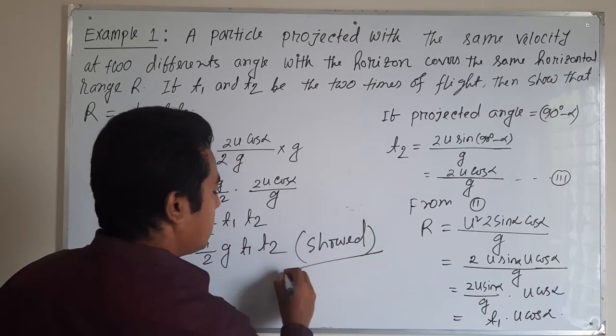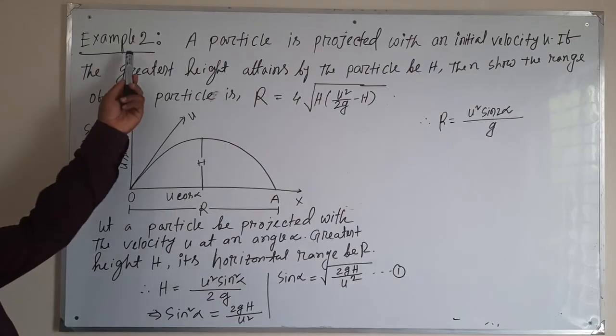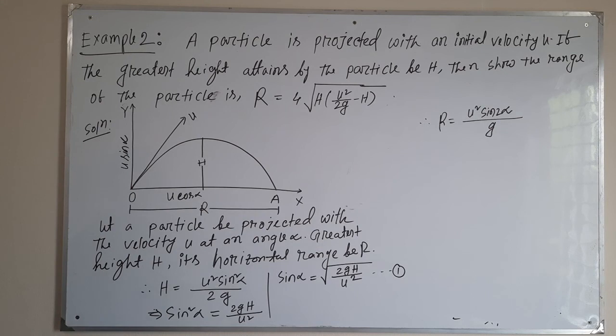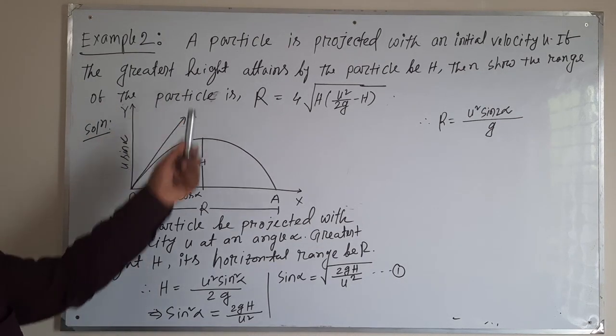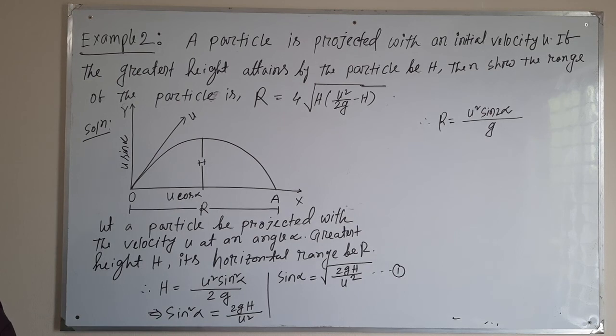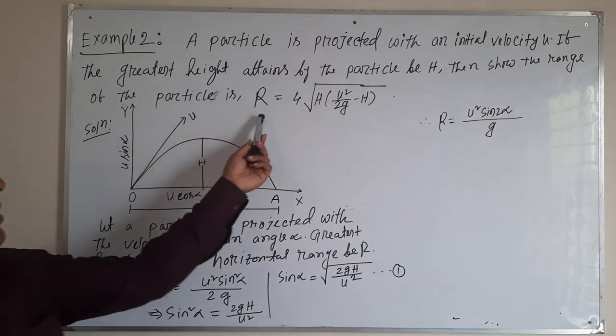Okay, now example 2. A particle is projected with initial velocity u. If the greatest height attained by the particle be h, then show that the range of the particle is r is equal to this.